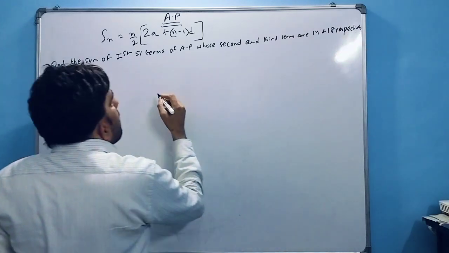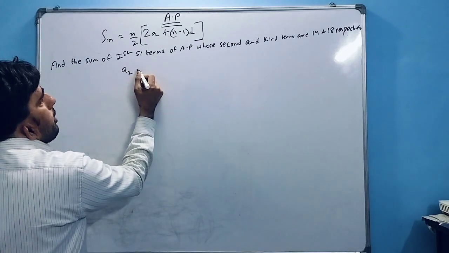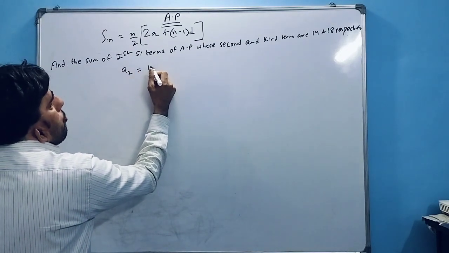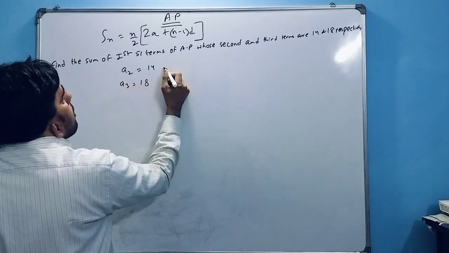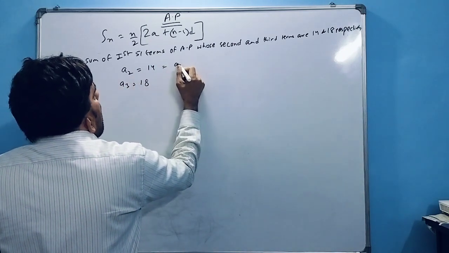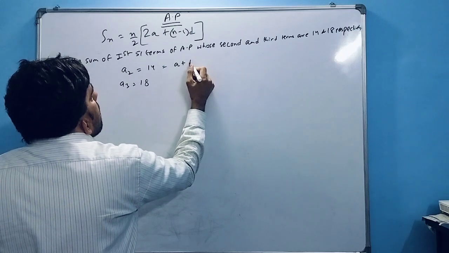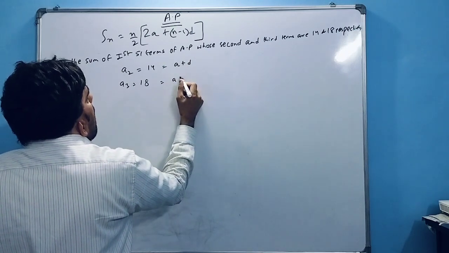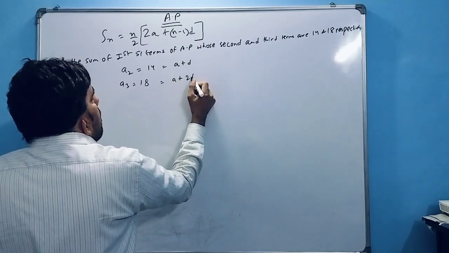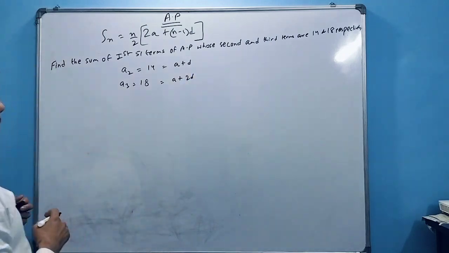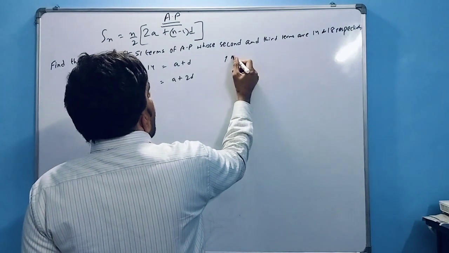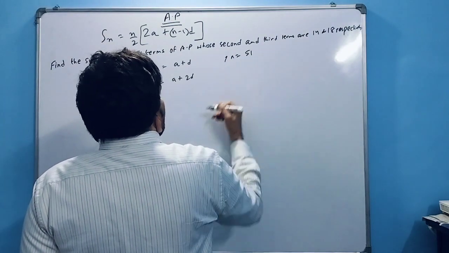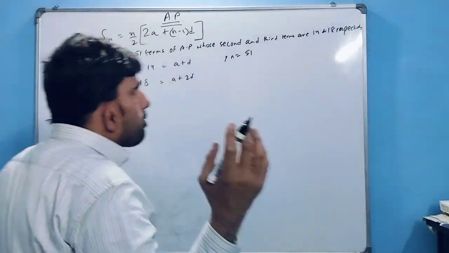Now try to solve it. We are given the second term, that is 14, and the third term, that is 18. That is a plus d, and we have a plus 2d. So these two we have given, and we need to find the sum of first 51 terms. That means we have n as 51. We only need to find Sn, that is S51.